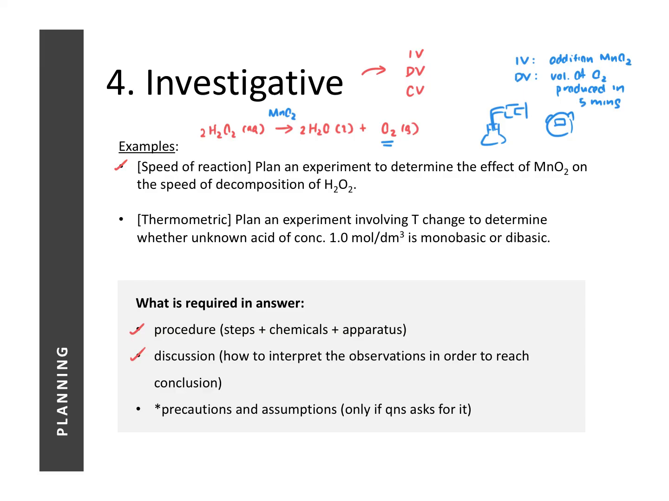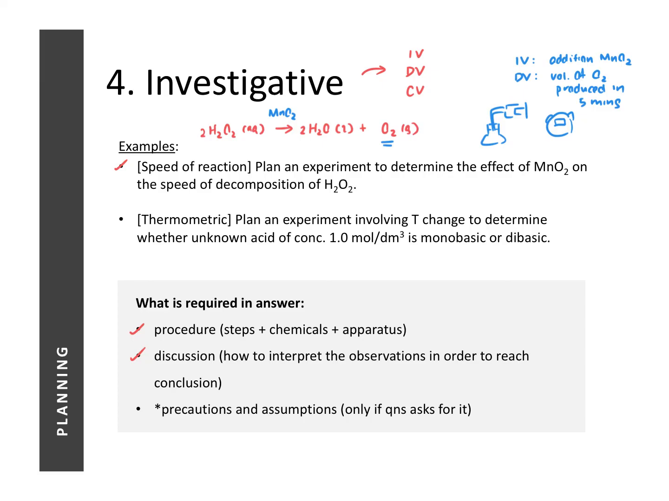For example, in this question, if the experiment conducted in the presence of manganese(IV) oxide produced a larger volume of oxygen gas compared to that without manganese(IV) oxide, then manganese(IV) oxide indeed is a catalyst for the decomposition of hydrogen peroxide. In the event where the experiment with the addition of manganese(IV) oxide produced the same volume of gas as that without manganese(IV) oxide, then manganese(IV) oxide is not a catalyst for the reaction.